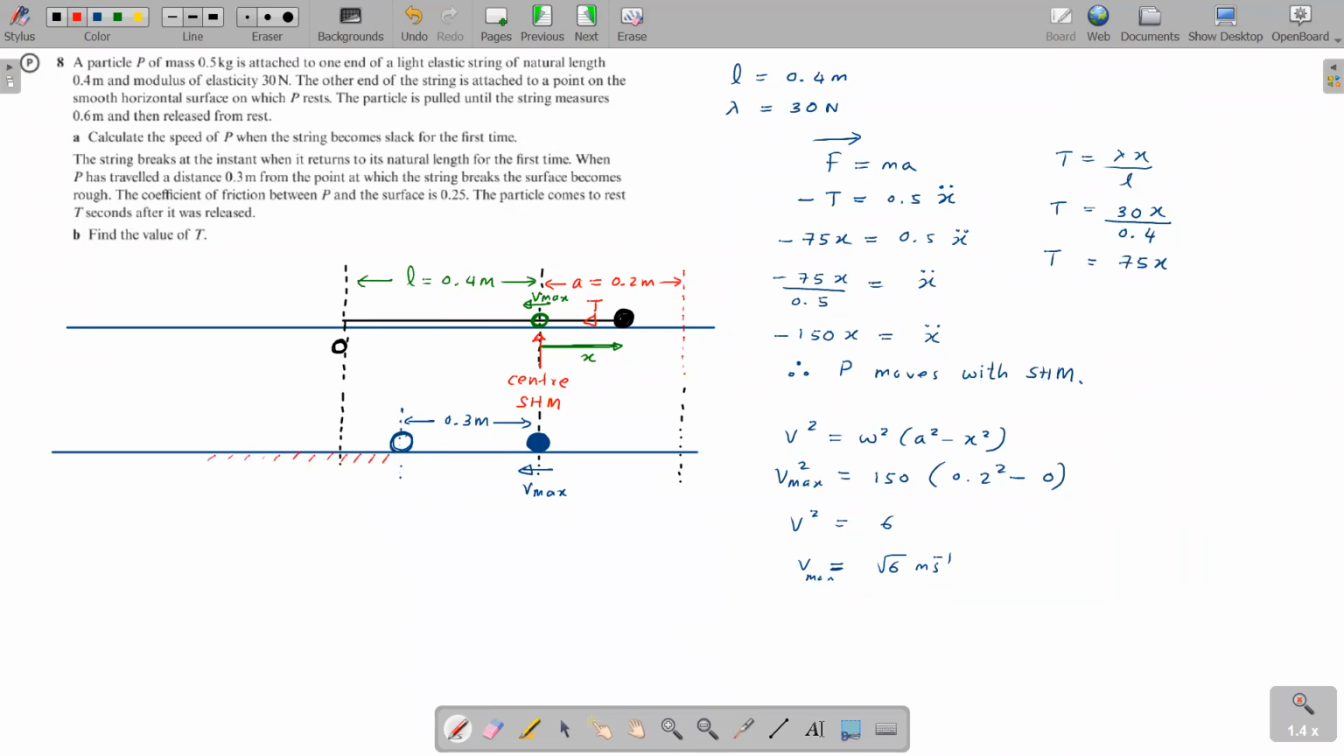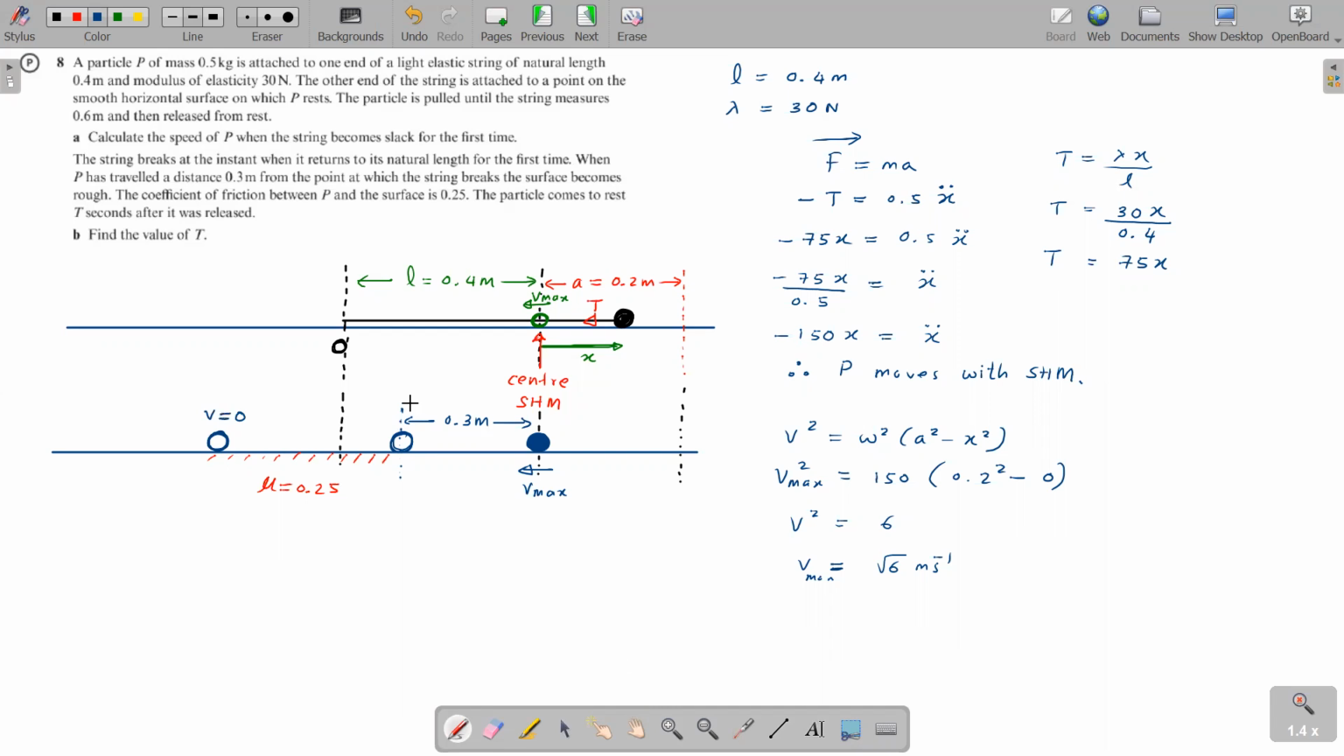Can you see now? Remember, the particle is moving on without the action of the string. There's no string, there's no tension because the string has broken. They are saying the coefficient of friction between P and the surface is 0.25. So over here, the new value is 0.25. The particle comes to rest T seconds after it was released. Obviously, when there's friction, there is now an external force. So the particle will come to a point and come to rest.